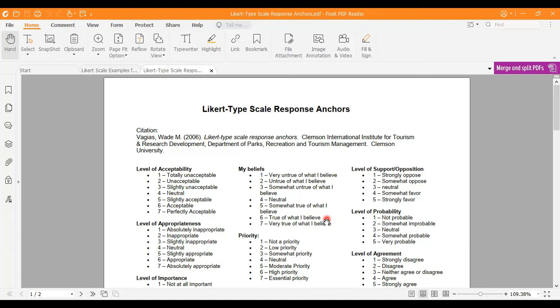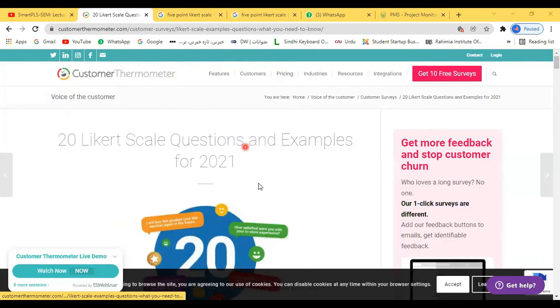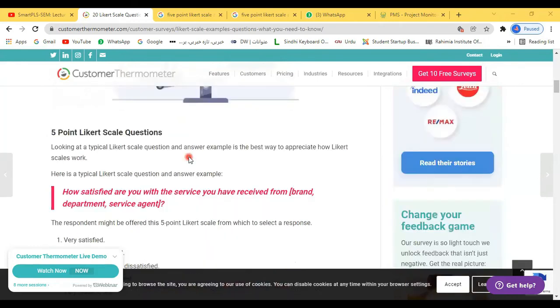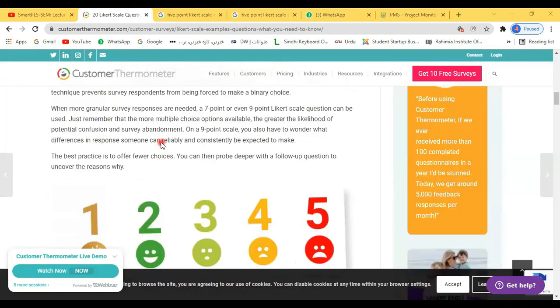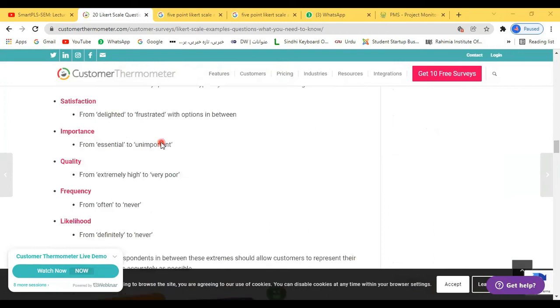Okay, let's see those websites. The first one is about 20 Likert scale questions along with examples. There are some descriptions available about the Likert scale, and then the 5-point Likert scale, because mostly people use the 5-point Likert scale, and then some advantages and disadvantages are available here. If you want satisfaction, importance, quality, frequency, likelihood, these are some of the behaviors which you may measure.